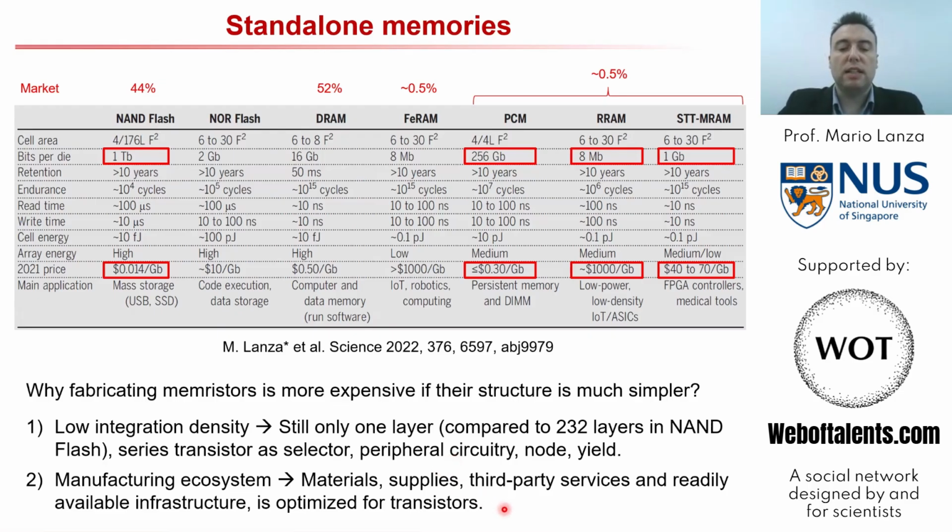And the second one is that when fabricating memristors, we need to alter the whole semiconductor industry in terms of materials, suppliers, third-party services, and some available infrastructure, because sometimes you need specific equipment to do that specific process. And therefore, this requires an initial investment that some companies are not willing or able to do.